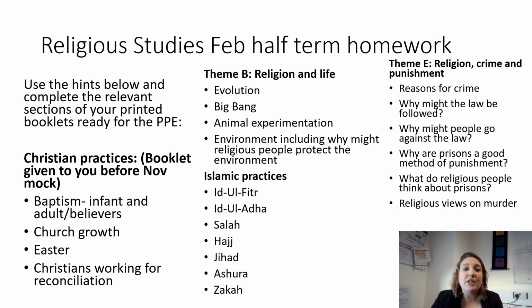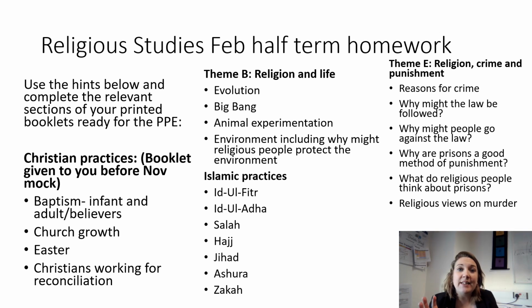The last area then that you need to make sure you revise, again using the booklet that's been printed and provided for you, is Theme B, which is looking at religion and life. And for this section, you need to make sure that you know evolution and the Big Bang Theory. Make sure that you know the difference between the origins of life, which comes under Genesis 2, looking at the story of Adam and Eve, and also the concept of evolution.